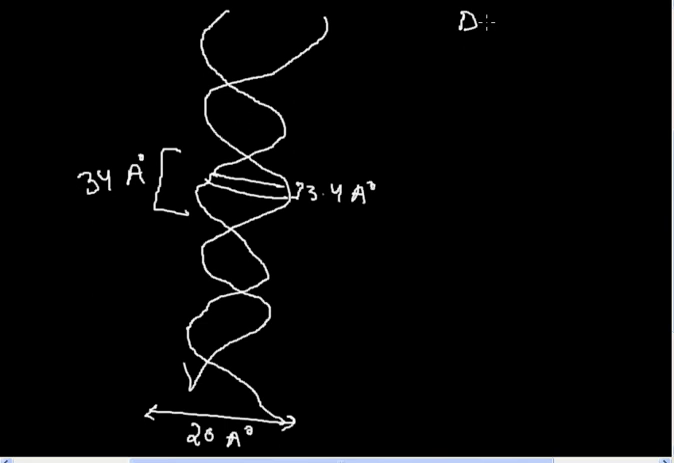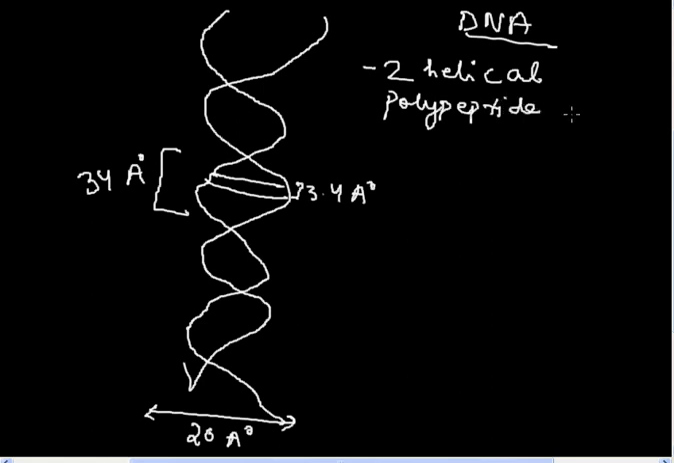Now some major points about DNA are: first point, it consists of two helical polynucleotide chains, which are coiled around a common axis. Second, they both are anti-parallel to each other. They both are complementary to each other.